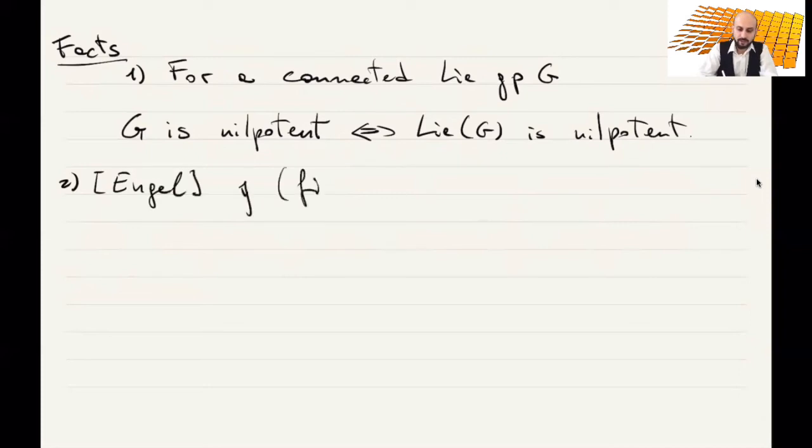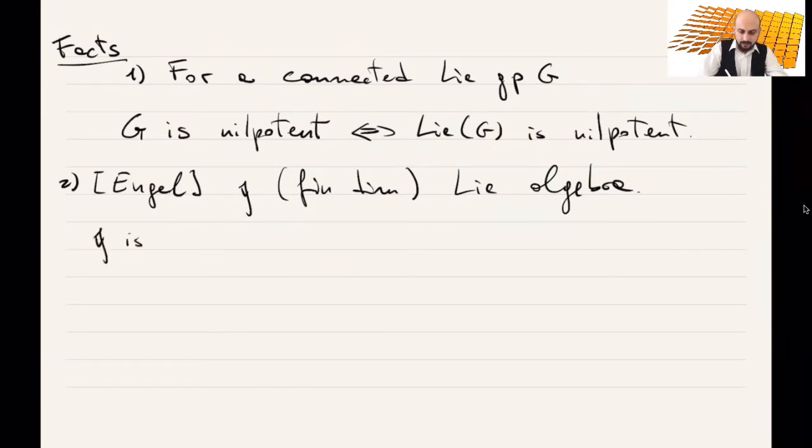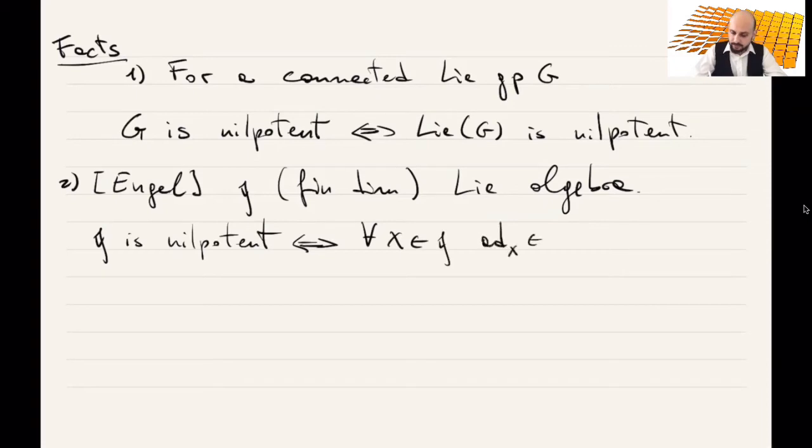Suppose you have a finite dimensional Lie algebra. Then the Lie algebra G is nilpotent if and only if, for all elements of the Lie algebra, the adjoint map, which remember can be seen as a map from G to G, linear, is a nilpotent transformation. Okay, so this is a theorem.